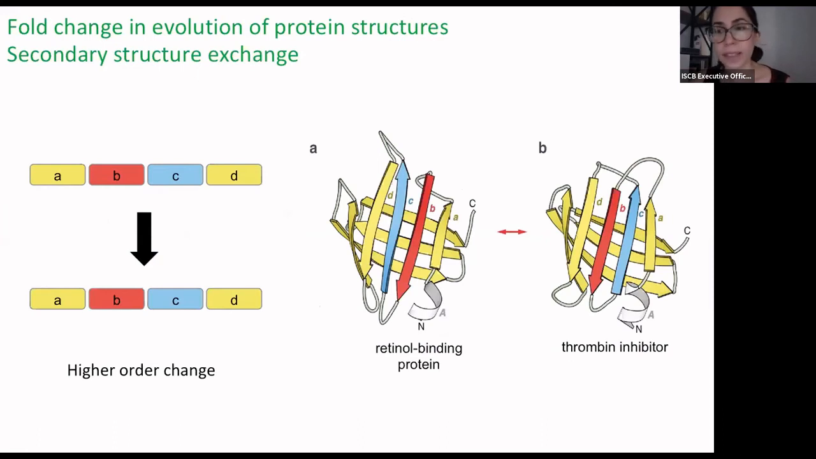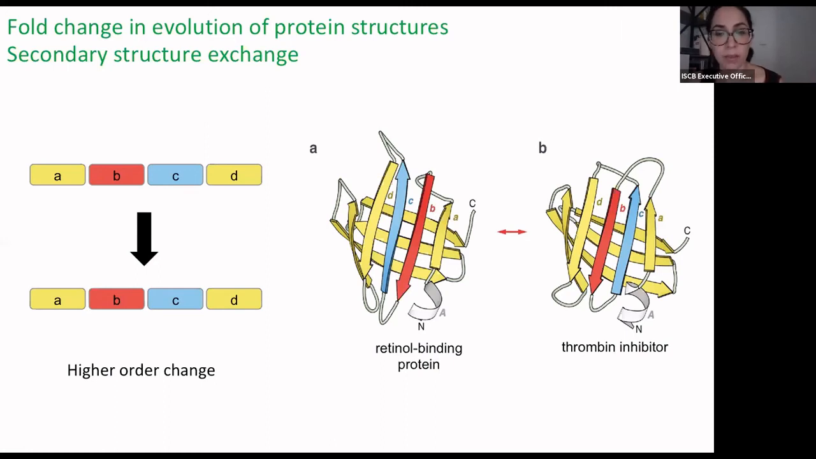So what things can happen to a fold during evolution? There are changes that can happen in three-dimensional structure that are not going to change the linearity of the secondary structural elements in primary structure. So this is what I'm representing here.